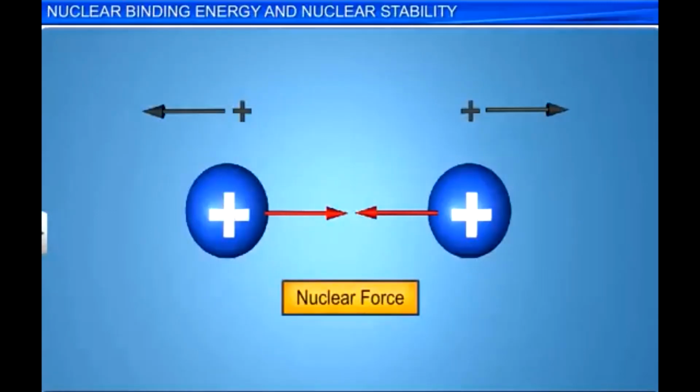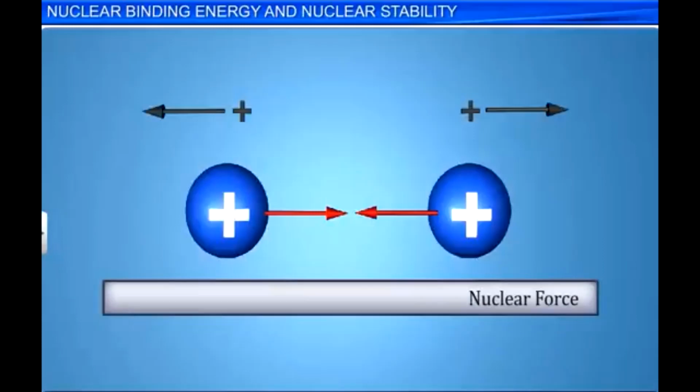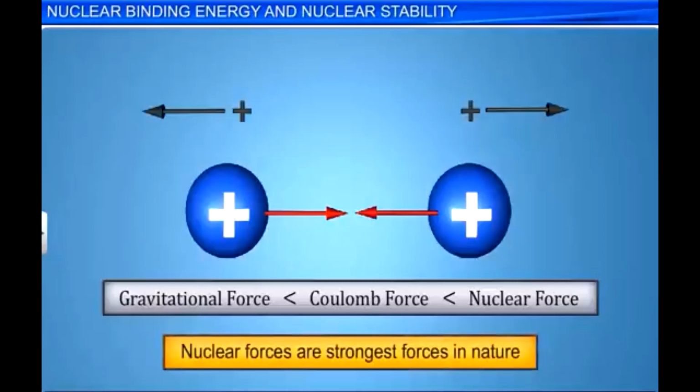From our analysis of the nuclei, we come to know some features of nuclear force. Nuclear force has to overcome the Coulomb force between protons and keep them together. So, nuclear force must be stronger than Coulomb force. As gravitational force is weaker than Coulomb force, we can conclude that nuclear force is stronger than both Coulomb and gravitational force. Therefore, nuclear forces are the strongest forces in nature. This can be observed from a graph of nuclear force versus distance between nucleons.